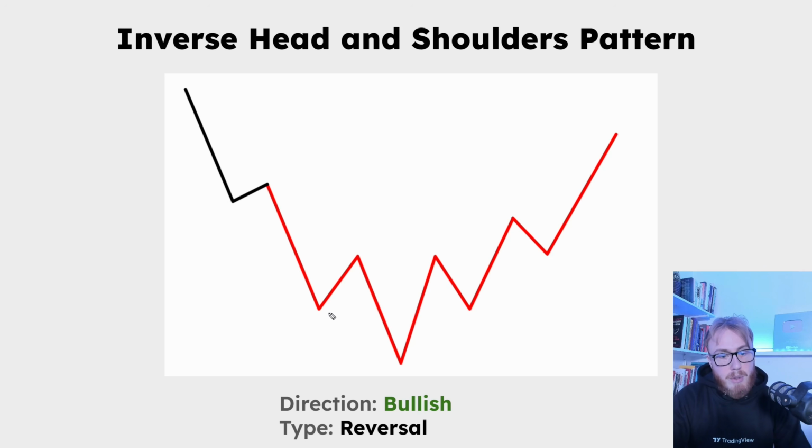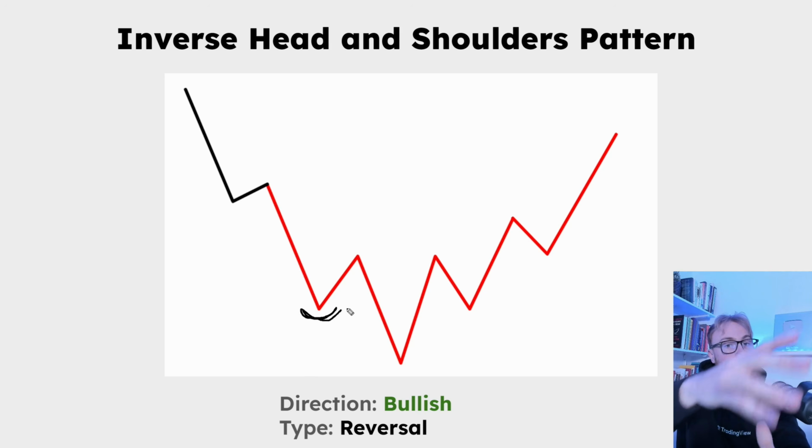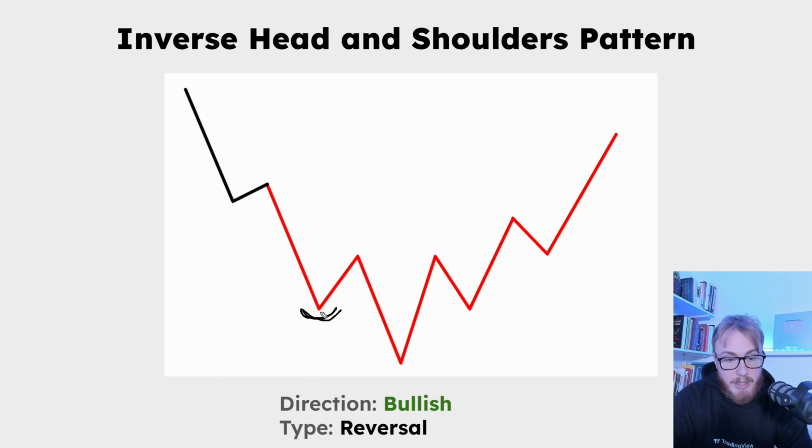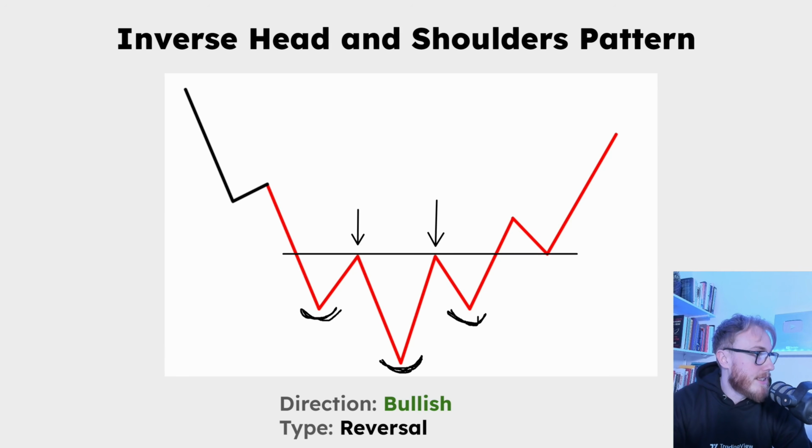But now then, how do we identify the inverse head and shoulders? Well, we need to look out for three things. First of all, we want to see one low right here, which we will have if there is a previous downtrend. So we look out for one low, and then we want to see a lower low, and then we want to see a higher low. So we have low, lower low, and then higher low. And what we then want to do is connect the points in between, the two highs right here and right here.